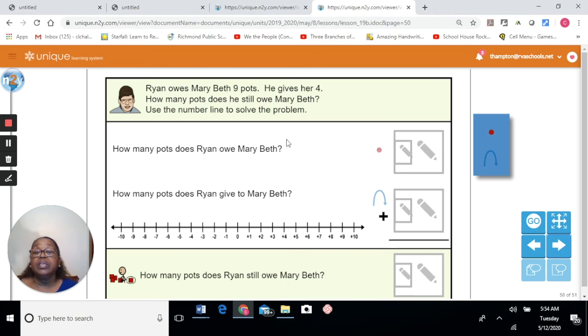Okay, let's read what it says. Ryan owes Mary Beth 9 pots. Owes. Remember what that means. If that word owes is in there, what symbol are we going to use? A negative or positive? Negative. Excellent. Ryan owes Mary Beth 9 pots. He gives her 4. How many pots does he still owe Mary Beth? All right. So he owes Mary Beth 9 pots. So if he owes, that means that's a negative, and it would be -9.